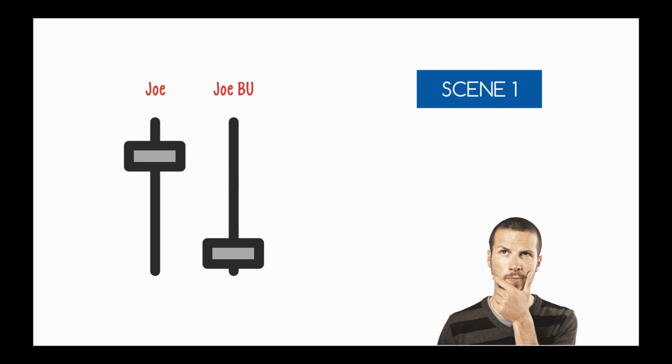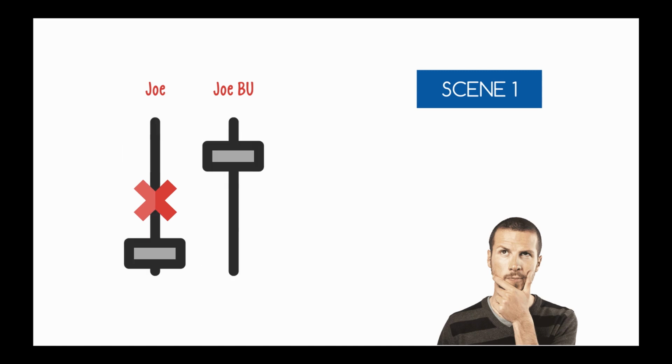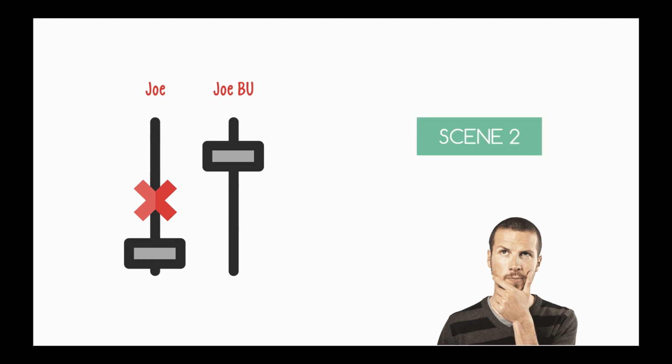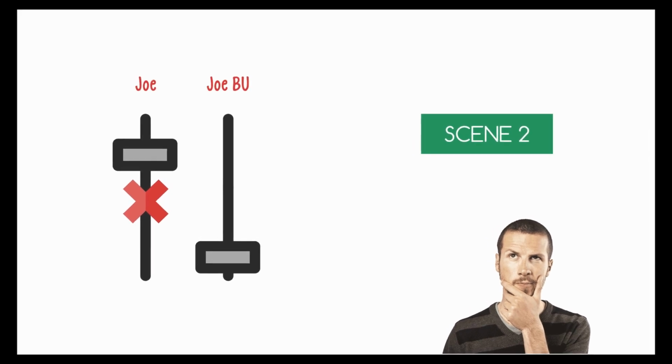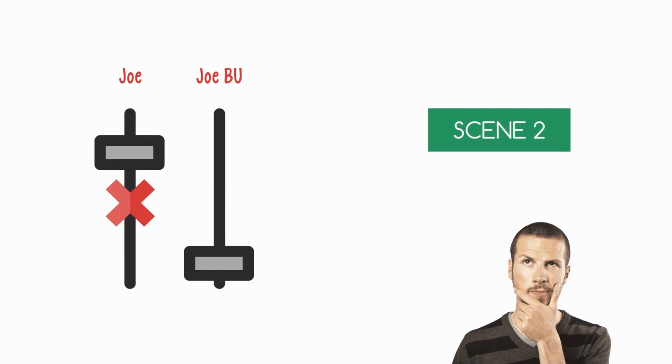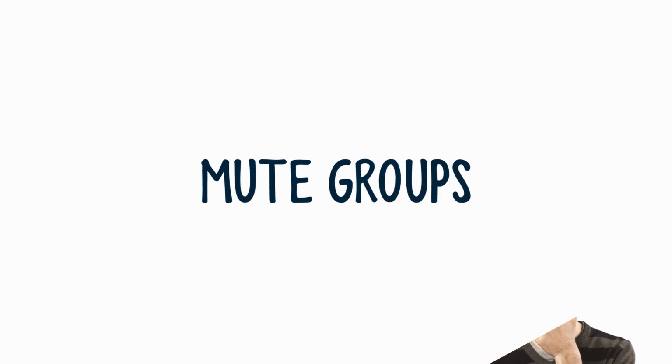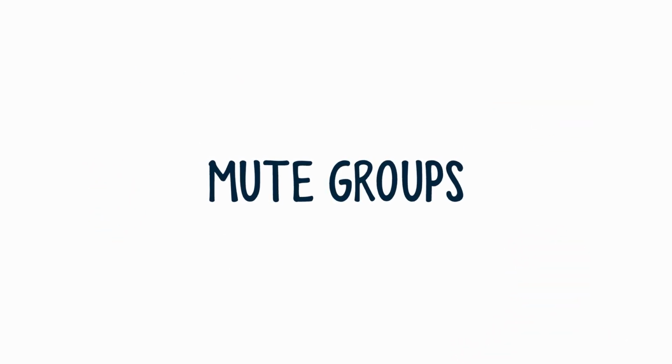But if Joe's primary mic develops an issue in scene one, we must switch to the backup. However, because Joe's backup is programmed to be off in scene two, when we switch to scene two, Joe's active mic will mute again and automate back to the malfunctioning primary. Quite a dilemma. The way to resolve this programming dilemma is through the use of mute groups.